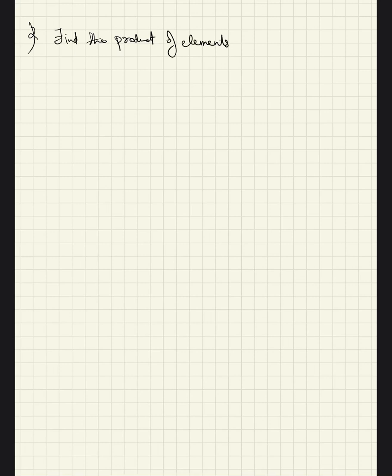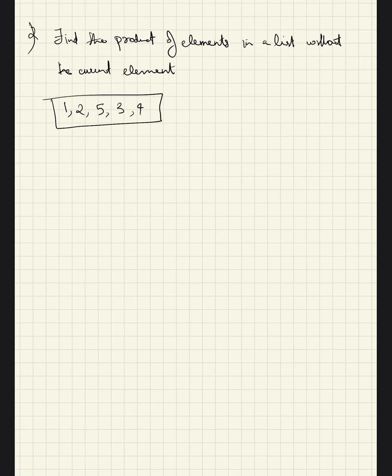Elements in a list without the current element. So I'll give an example for this. Let's say we have a list 1 2 5 3 4, right?